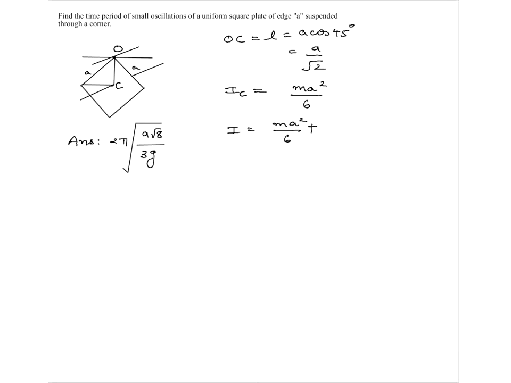m d square. D is L and L is a by root 2. m is a square by 2. So how much is that? Multiplying by 3, dividing by 3, 4 by 6 is 2 by 3. See if you are getting the same result for I.